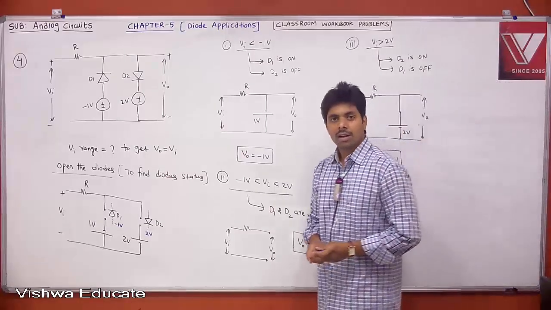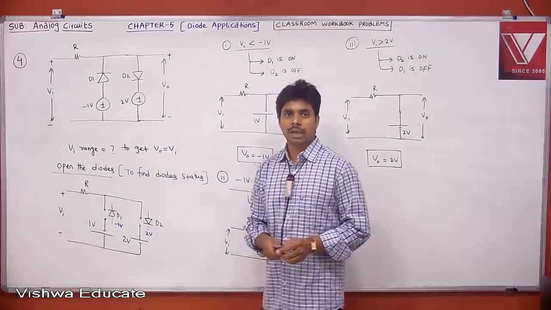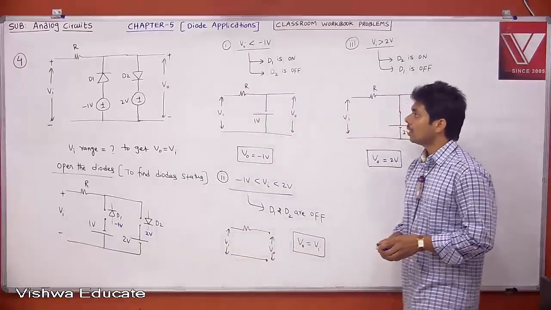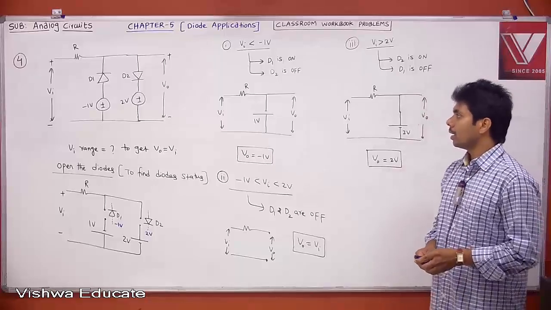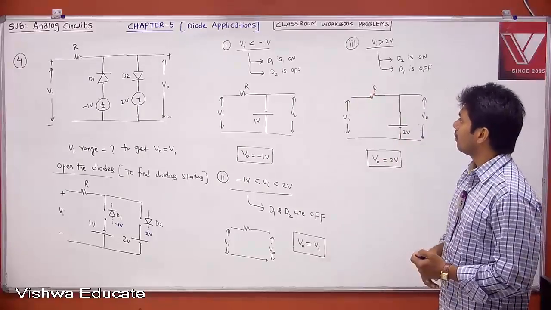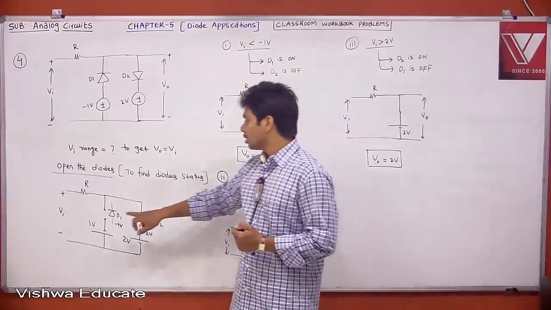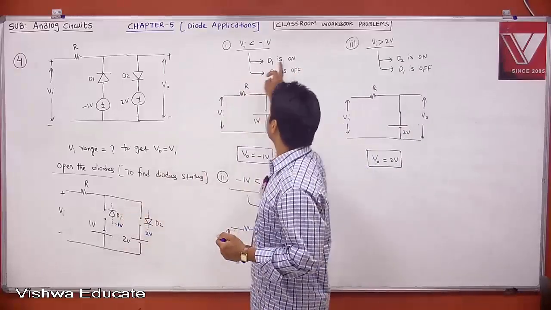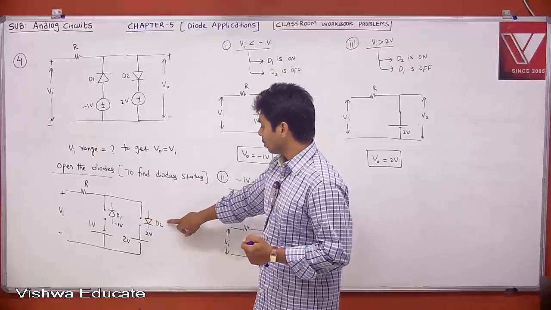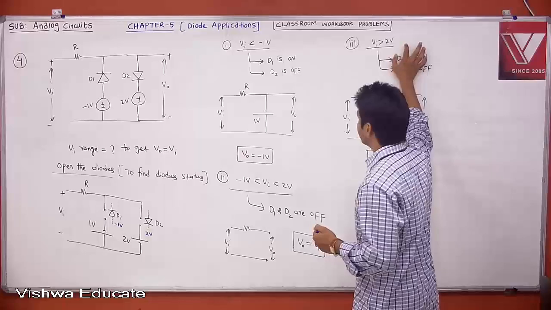Welcome back. In the last session, we were solving problem number 4 from the classroom workbook problems, and we were in between. I explained case 1, when Vi is less than minus 1 volt, your diode D1 will be on and D2 will be off, because D2 will be on only when Vi is greater than 2. That is what we had seen in case 3.